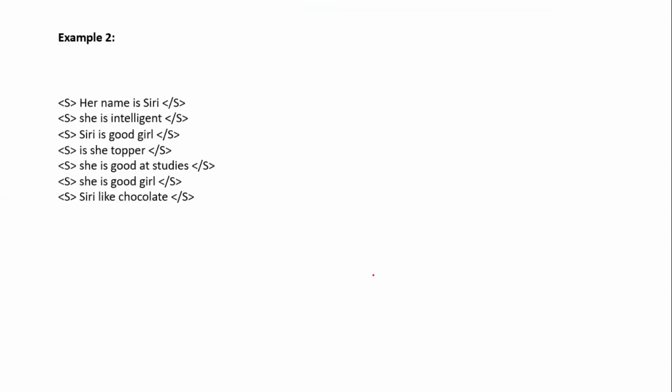Okay, let us take a second example. Her name is Siri. This is our corpus, where we have the start of a sentence and the end of a sentence. The start of a sentence is always represented like this, and this indicates the end of a sentence.